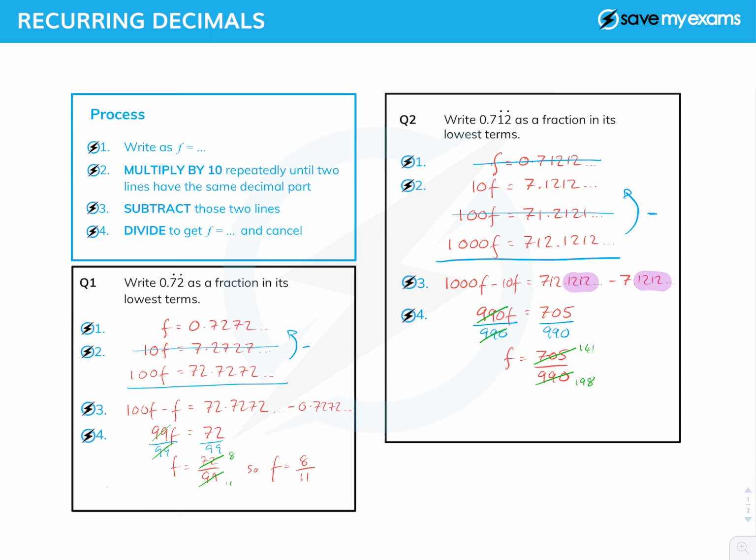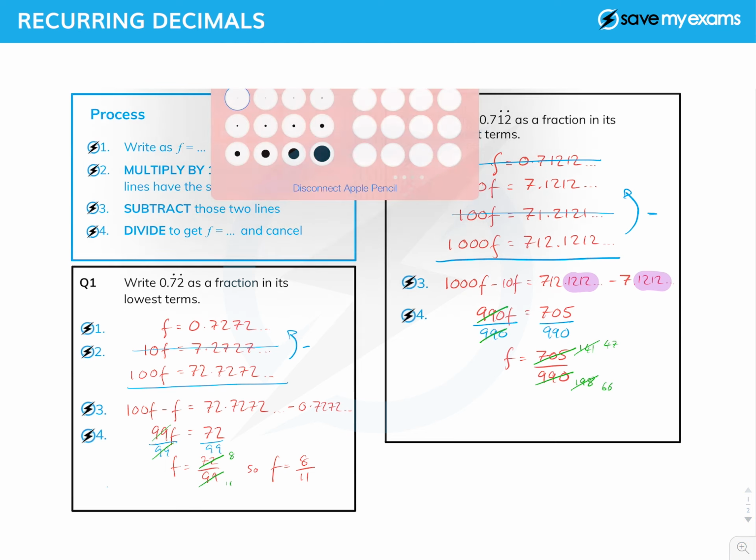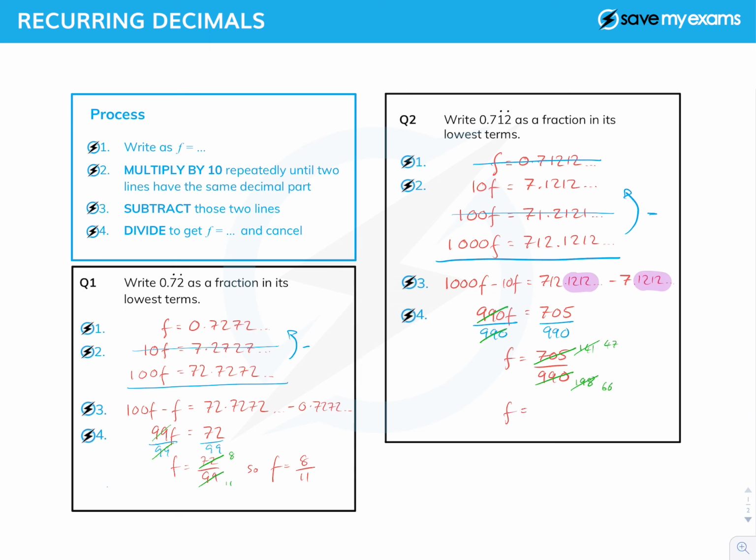So I'm going to keep cancelling. 141 divides by 3 to give me 47. And 198 divides by 3 to give me 66. Now I happen to know that 47 is a prime number, so I'm not going to be able to cancel any further. And my recurring decimal turns out to be equal to 47/66. You can follow this process for any recurring decimal, and it should work.